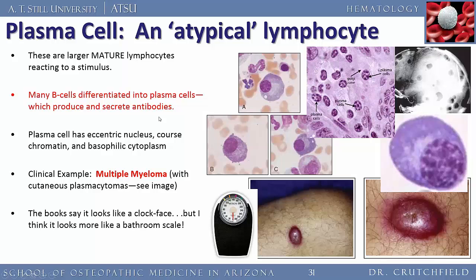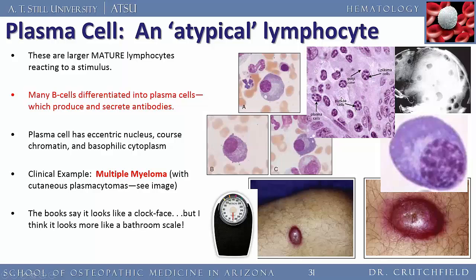So now we're just talking about the plasma cell, because a plasma cell we know comes from a B cell, and these guys secrete antibodies. These are larger mature lymphocytes, and all the textbooks say they look like a clock face. I don't think they look like a clock face. To me, they look like a scale that you step on. But there is a disease called multiple myeloma, and these patients get plasmacytomas on the skin. You cut these puppies off, you look at them under a microscope, and they are just loaded with plasma cells. So here's a plasma cell, right?